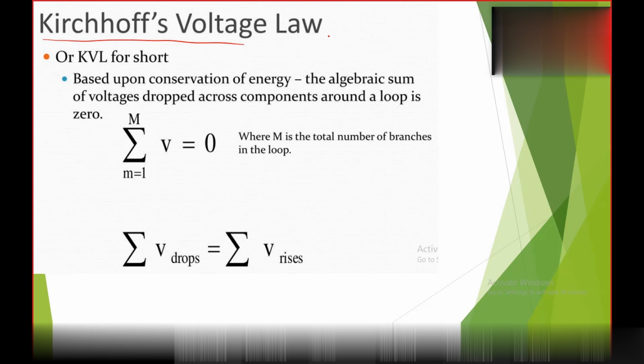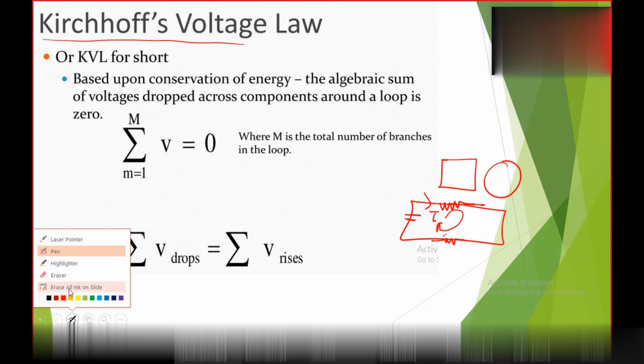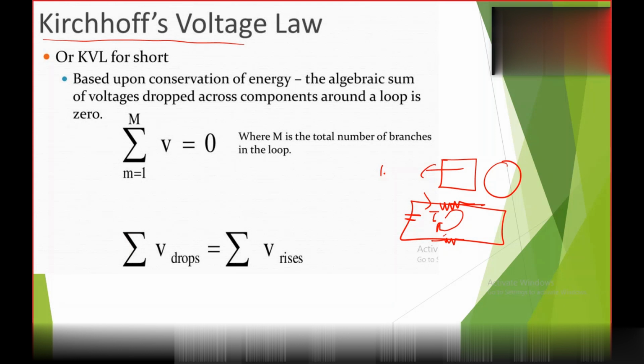Kirchhoff voltage law is also applied in a loop. Actually, I will explain first what is a loop. Suppose you have a closed circuit like this, or maybe like this. Any closed circuit where some battery is connected, some resistance is connected, and some current is flowing through it. In this whole circuit, I'm redrawing it, this closed circuit is called a loop. So this is also called Kirchhoff loop rule or Kirchhoff second rule.